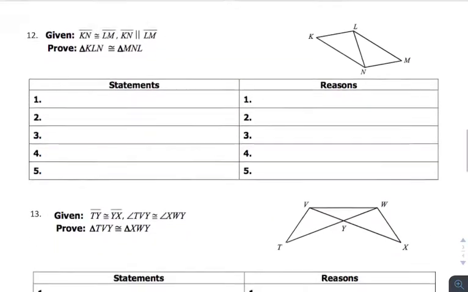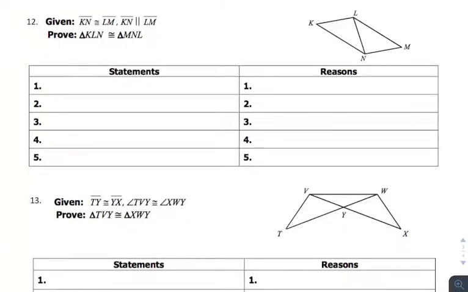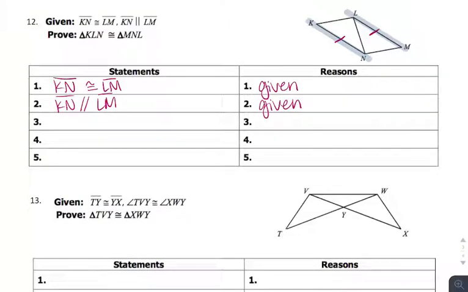Okay, let's go ahead and move on. Number 12. So moving on to proofs. Our first proof says that KN is congruent to LM. Our second step also says that KN is parallel to LM. So we have that information right there, okay? So I'm going to go ahead and write those givens down. So KN is congruent to LM, which is given, and KN is parallel to LM, which is also given, okay?